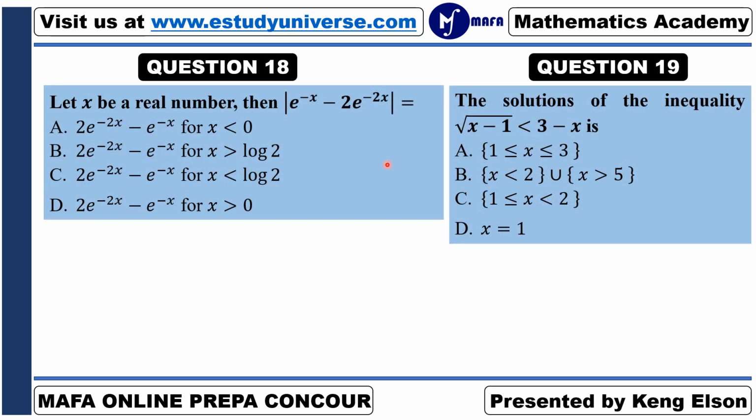Alright, question 18. Let x be a real number, then the absolute value of e to the negative x minus 2e to the negative 2x is equal to 2e to the negative 2x minus e to the negative x for x less than 0, for x greater than log 2, for x less than log 2 and for x greater than 0.